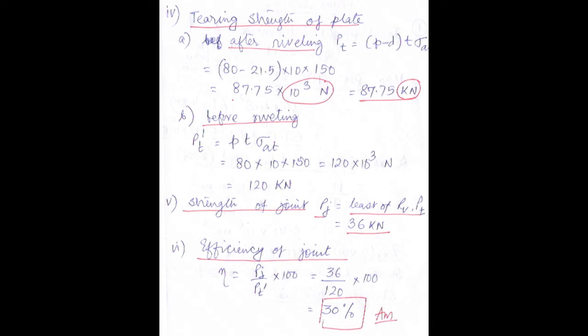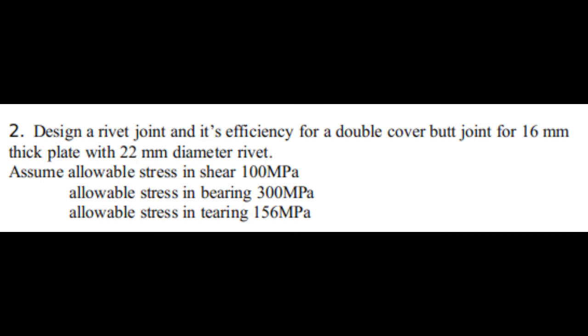Let us see another problem. Design a rivet joint and its efficiency for a double cover butt joint for 16 mm thick plates with 22 mm diameter rivet. Allowable stress in shear 100 MPa, allowable stress in bearing 300 MPa, allowable stress in tearing 156 MPa. Please note down the problem and then proceed further.